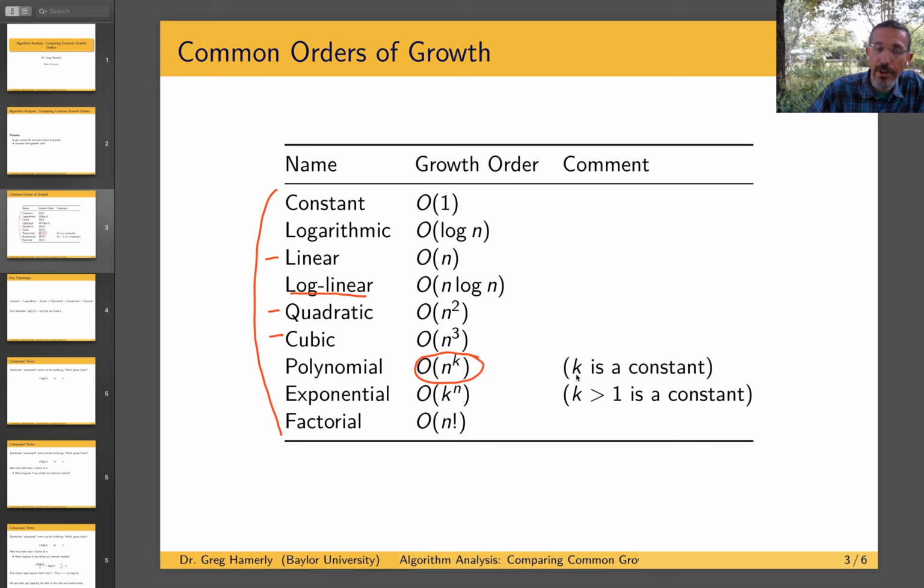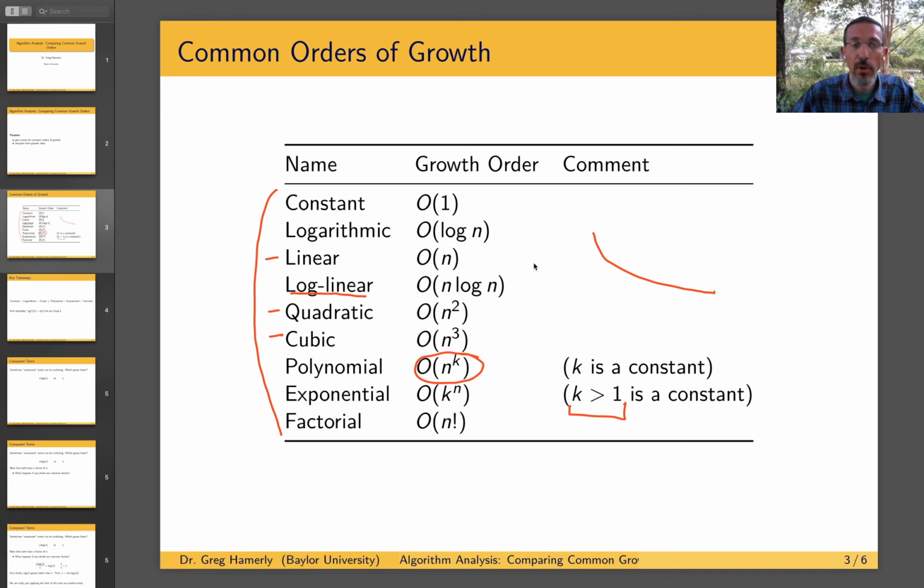A couple of comments here. K in a polynomial is a constant, right? Does not include n to the n, right? That's not polynomial growth. That's something different entirely, which isn't even in this table. And with exponential growth, k must be greater than 1 to have actual exponential growth. If k is equal to 1, then that's no growth. That's the same as constant time. And if k is less than 1, then you get exponentially decreasing growth, which is not typically what you see in the running time of an algorithm.